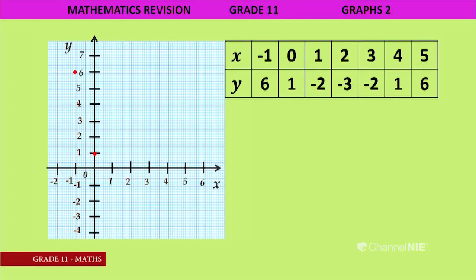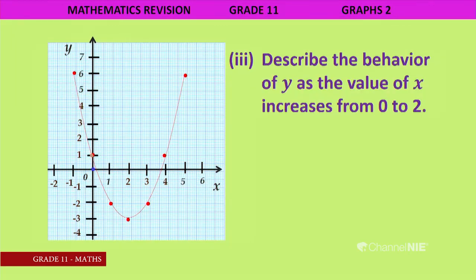Second point, 0, 1. Third point, 1, minus 2. Next point, 2, minus 3. Next point, 3, minus 2. Yes, 4, 1. Then 5, 6, they are the points. Then you can join them. Smooth curve. This is a minimum curve. Right, we'll see what are the questions based on this curve.